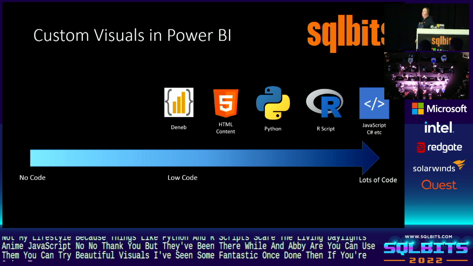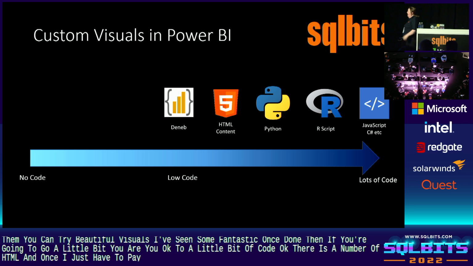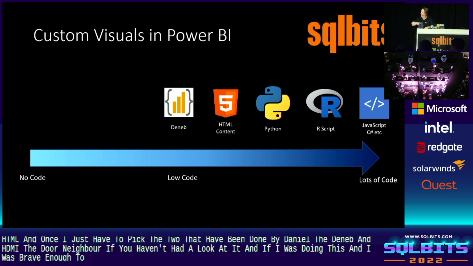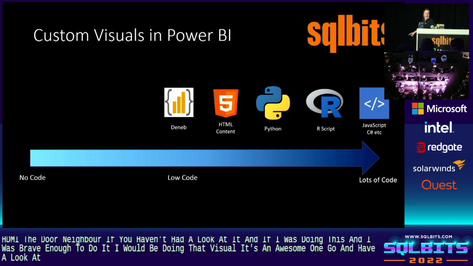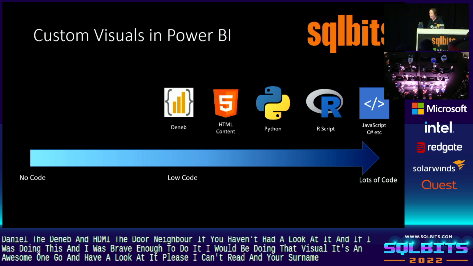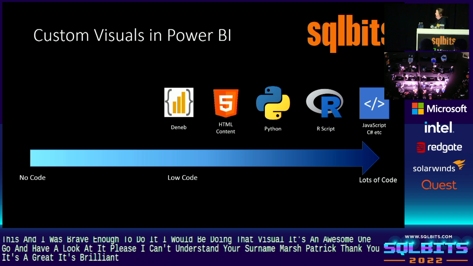Then if you're okay to do a little bit of code, there's a number of HTML ones. I just happen to pick the two that have been done by Daniel, the DNEB and the HTML. The DNEB, if you haven't had a look at it, and if I was brave enough to do it, I would be doing that visual. It's an awesome one. Go and have a look at it, please. I can't remember Daniel's surname. Marsh Patrick. Thank you. It's a brilliant visual. He's done some fantastic work there on both the HTML and the DNEB.